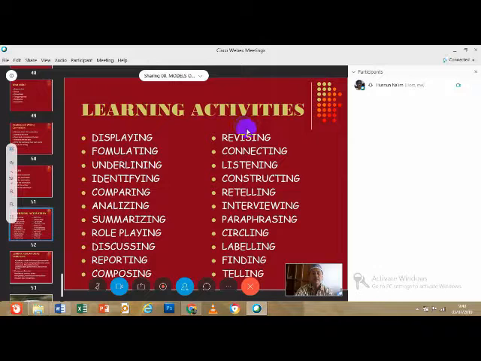Learning activities: displaying, revising, formulating, connecting, underlining, listening, identifying, constructing, comparing, retelling, analyzing, interviewing, summarizing, paraphrasing, role-playing, circling, discussing, labeling, reporting, finding, composing, and telling.